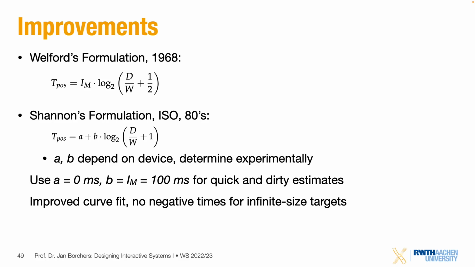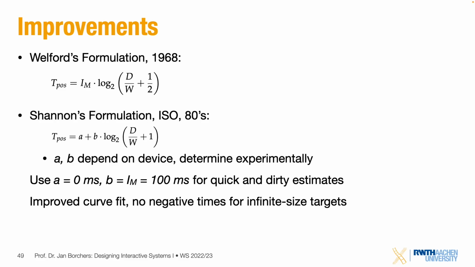So no negative logarithms. And it's also a better curve fit if you add not just an index of movement factor here, but you also add an absolute term to it, right? That gives you a more general formula, so you have more ways to adjust for, for example, particular input devices. So in this version of Shannon, the index of movement is replaced by both a constant term that's added here and a linear factor here. And these two depend on the input device and usually need to be determined experimentally.